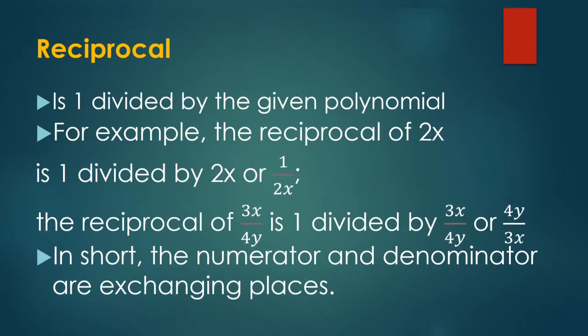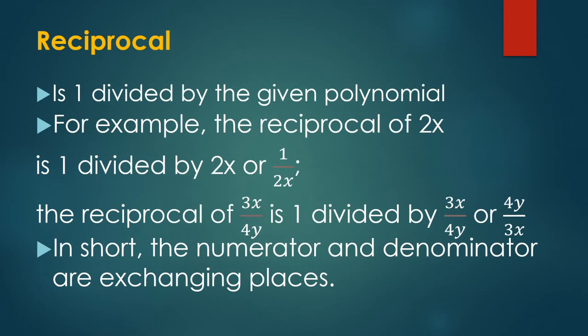Before that, you have to understand reciprocal. So for reciprocal, that's 1 divided by the given polynomial. So for example, the reciprocal of 2x is 1 divided by 2x, or 1 over 2x. Then the reciprocal of 3x over 4y is 1 divided by 3x over 4y, or 4y over 3x. So in short, the numerator and denominator are exchanging places. So pinagpapalit lang natin ng pwesto yung numerator and denominator.